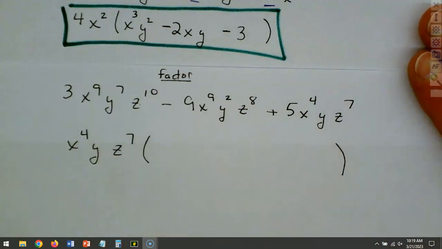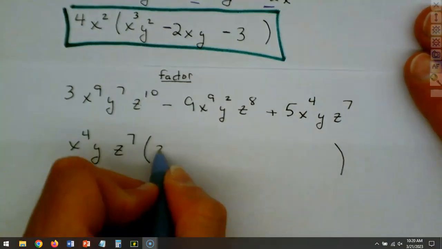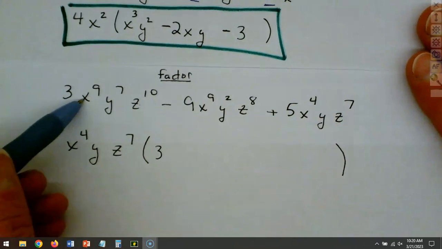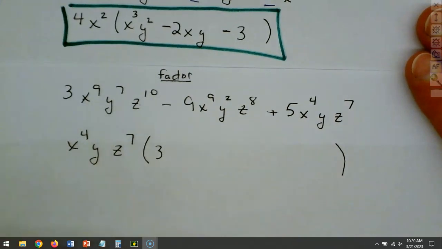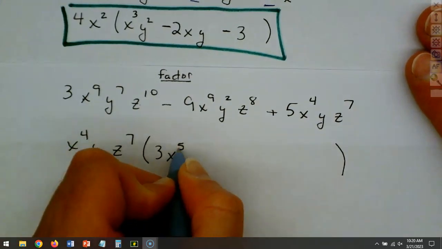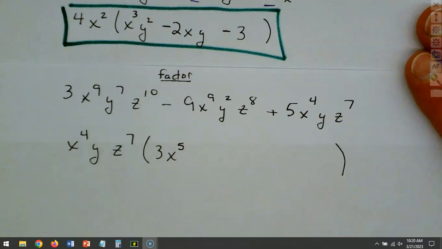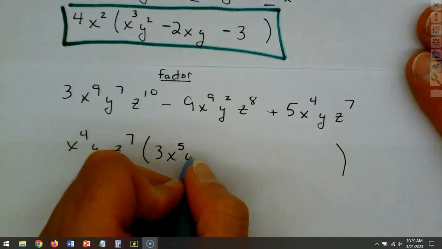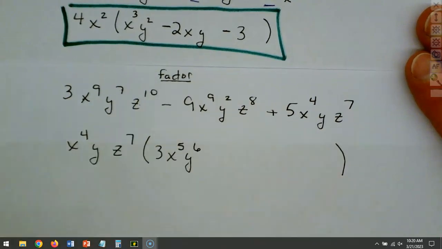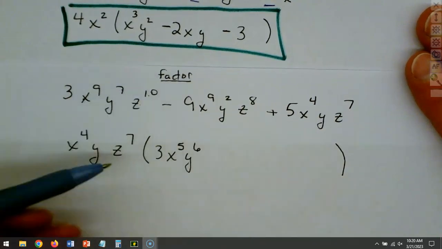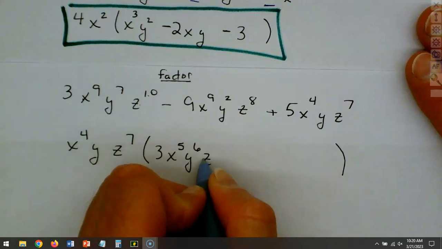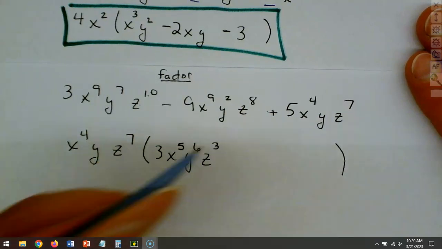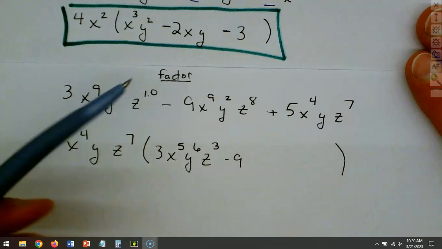Now let's see what's left over. 3 stays. What about the x's? We have 9, take away 4. That leaves you with an x to the 5th there. Y's, we have 7, take away 1. That leaves you with the 6th. And z's, we have 10, take away 7. That leaves you with a cube. Then we have a minus 9.